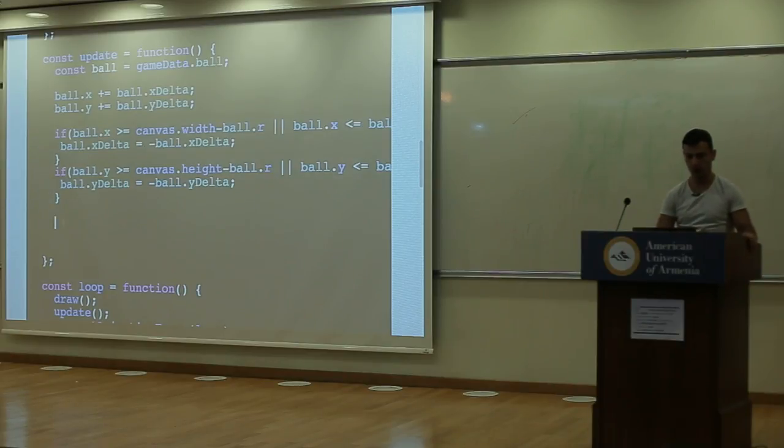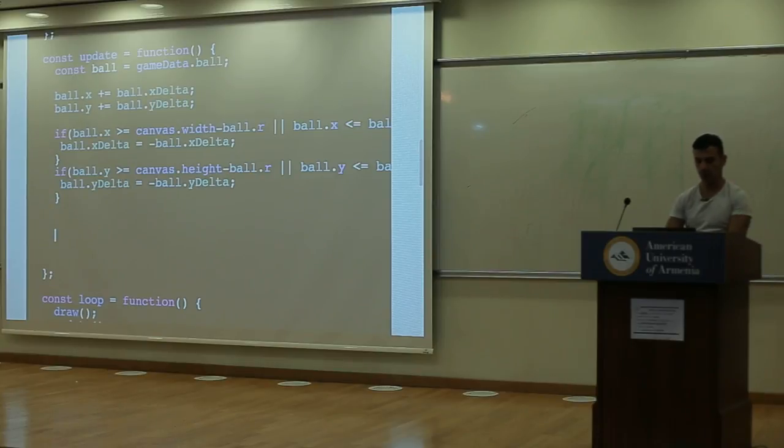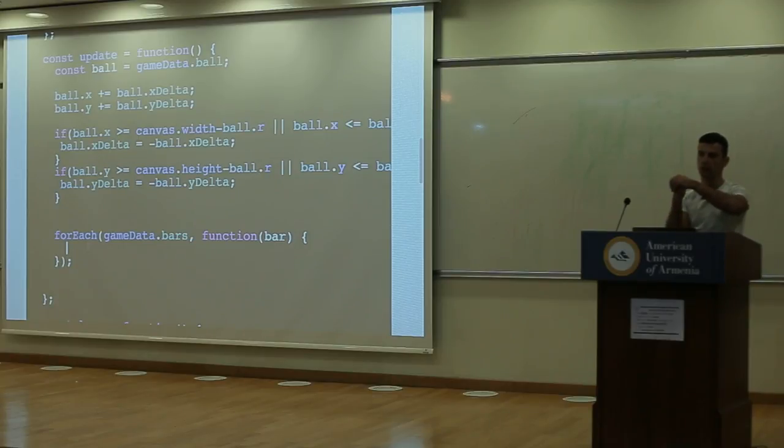Now we need bars. So what we need to do is iterate over all the bars. So for each gameData.bars, here we need to check to see if there is a collision between the ball and the bar. So for every bar, I check, did it hit you? Did it hit you? Did it hit you? Make sense? Okay. So let's ask this bar if the ball is touching it.